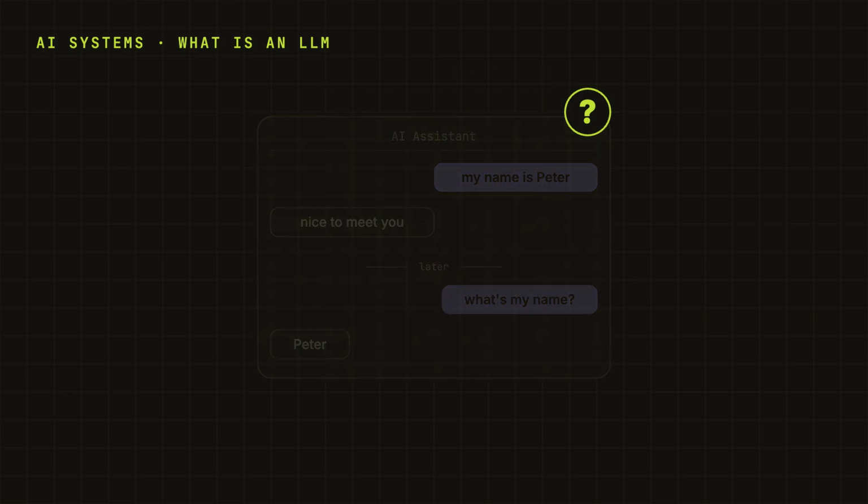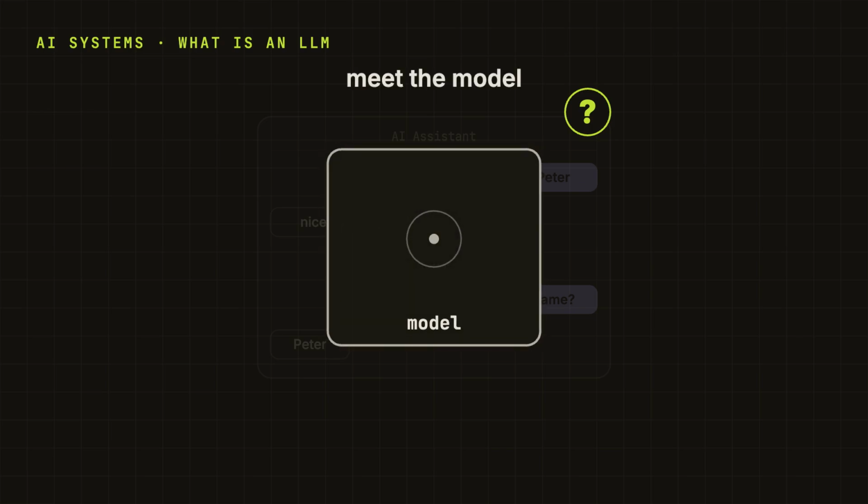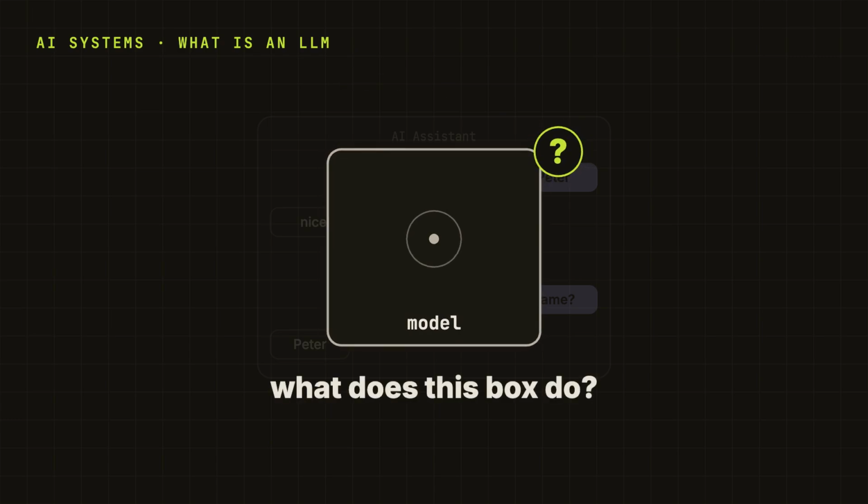Behind that friendly chat box is one single thing. We call it a model. Just think of it as one box. And by the end of this, that tiny, it remembered my name moment is going to look completely different to you. So let's start with the only question that matters. What does this box actually do?